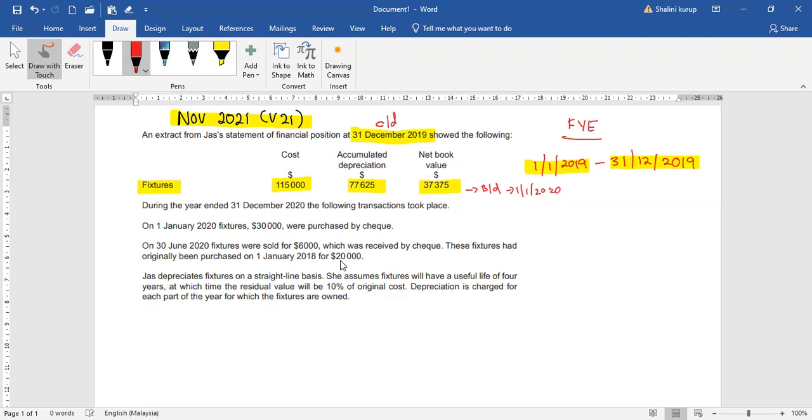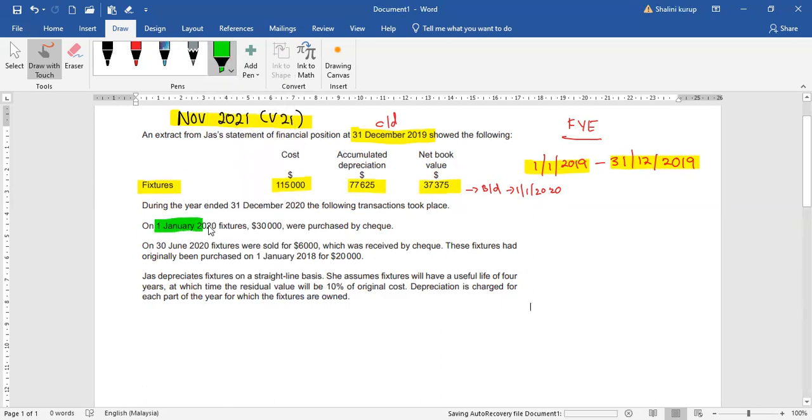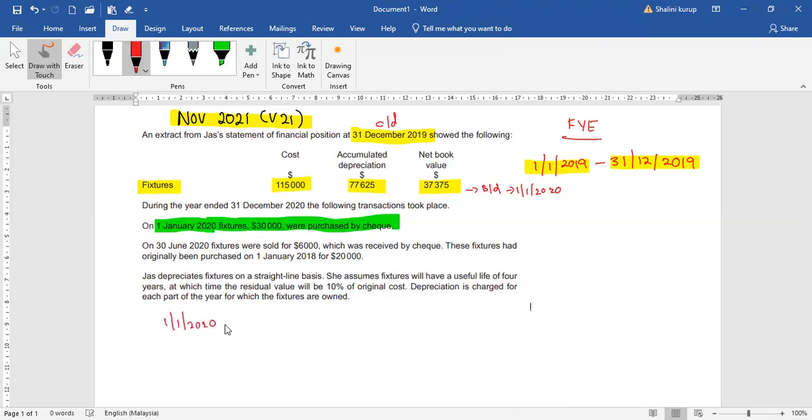Okay, during the year ended 31st December 2020, the following transactions took place. See carefully again. On 1st January 2020, fixtures of 30,000 was purchased by cheque. This is the first information that you're going to write down. On 1st January 2020, you purchased new fixtures. I'll put that as a new asset for 30K, and this was paid by bank.